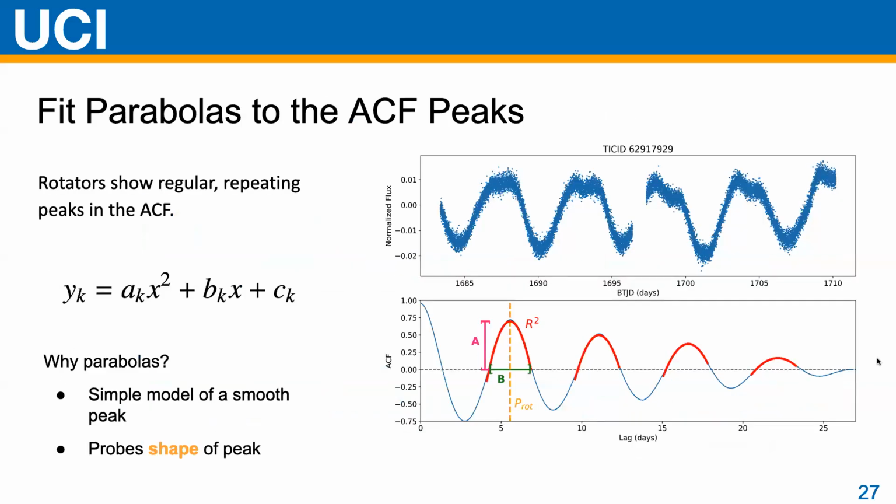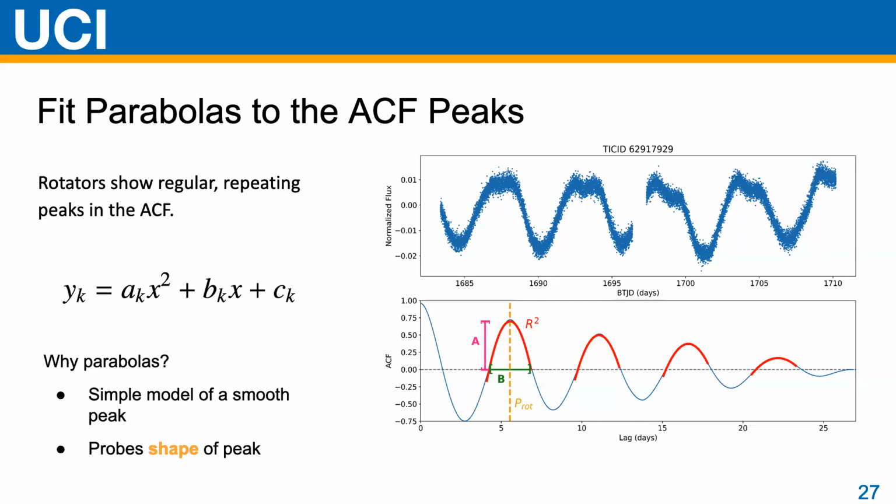So the way SpinSpotter does this, we take our TESS light curve, which is on top, we calculate the autocorrelation function, and then we need to find those repeated peaks. And the way I chose to do this was building on a method by Saylor et al. 2017, where rather than just using a naive peak finding algorithm, we actually fit parabolas to the autocorrelation function. And the motivation for this is to really probe the shape of the peaks.